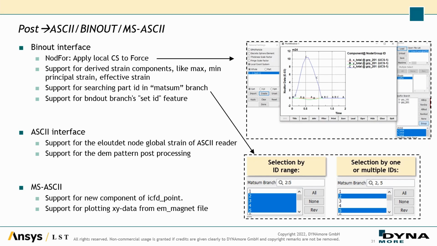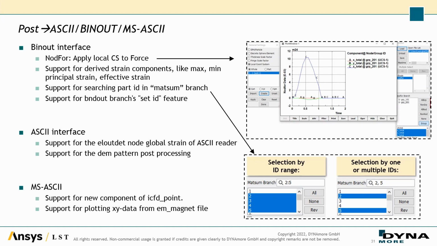Support for derived strain components like max, min, principal strains, effective strains. Then support for searching part IDs in Matsum branch. So in the picture below, you can see in which way. Matsum has sometimes many part IDs for big models, and you have to check the added mass information or internal energy of some special part IDs. Then you can enter in this way a range, or you can select by one or multiple IDs with a comma.